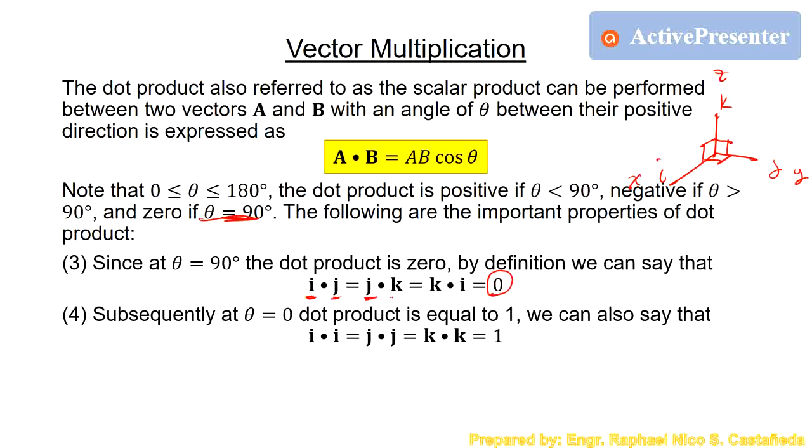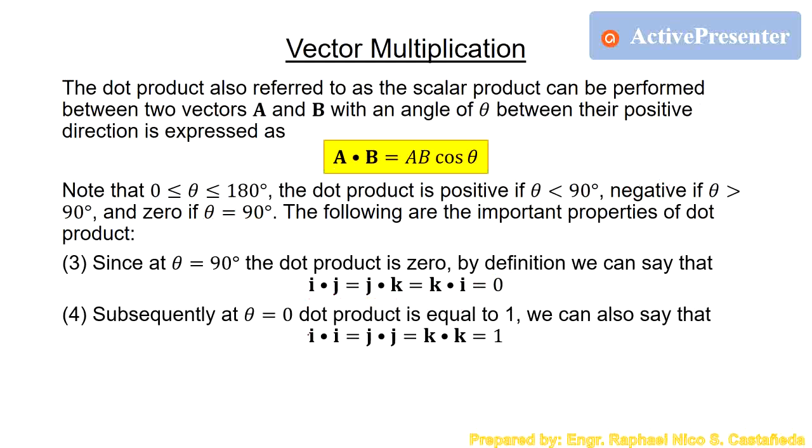The same goes for J and K, where the angle between them is also 90 degrees, and also for K and I. That is if we follow the XYZ coordinate axes. So the answer will be 0. That's the basic concept.